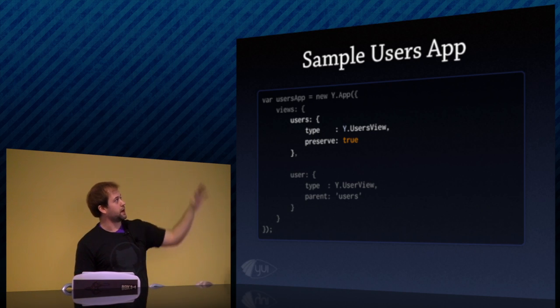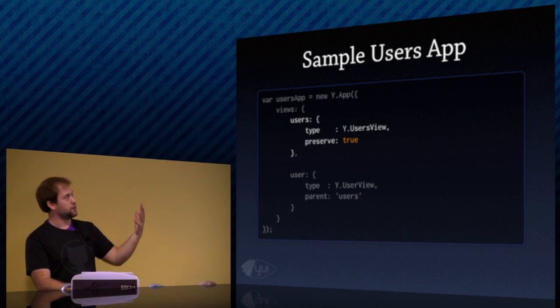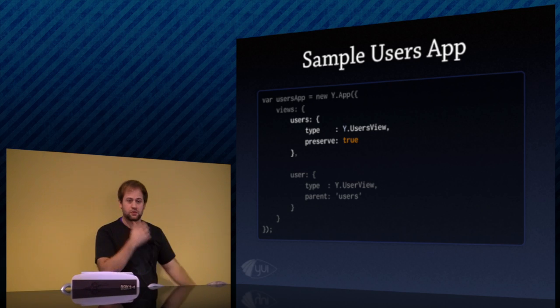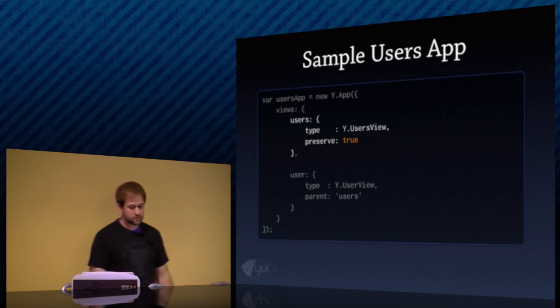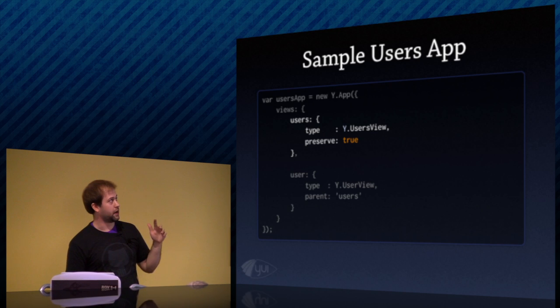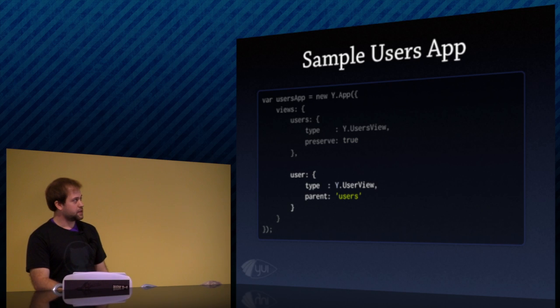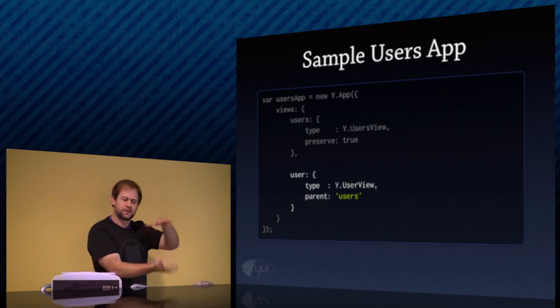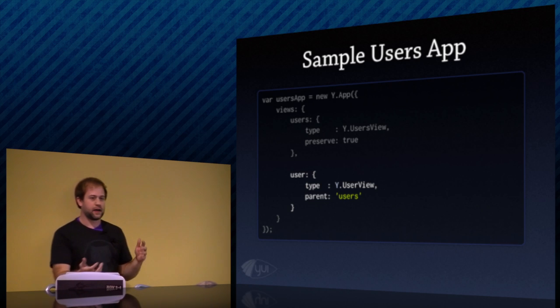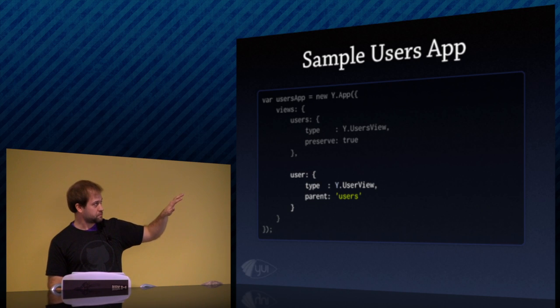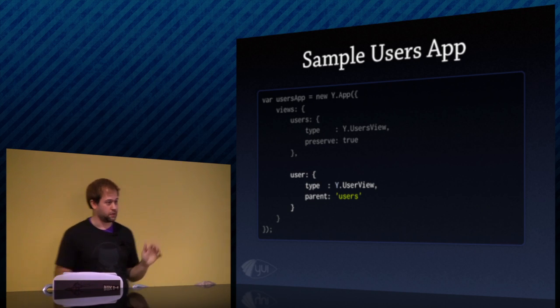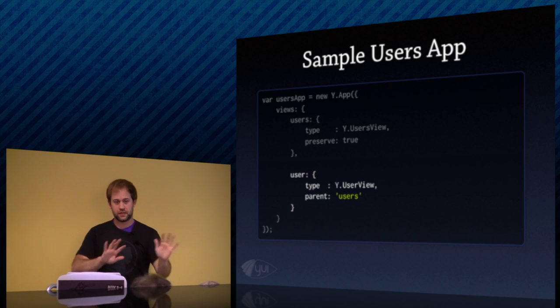So in this case, we're specifying a type, which is our users view subclass, and we're telling it to preserve any view instance it creates for this users view. Because you can imagine if we have 100 users, we don't need to necessarily re-render the DOM for that every single time. So this is one option where you can specify to preserve a view or not. And then we have this user view. And this is used to render details of a particular user, say. But we can specify a hierarchical relationship between these two by saying that the parent for the user view is the users view. And this way we can do nice sliding transitions between these things.